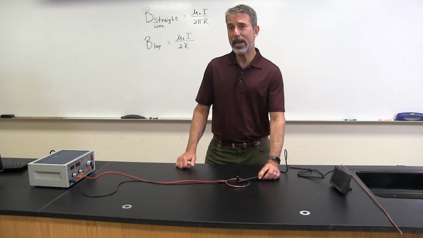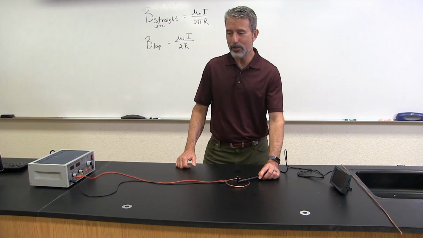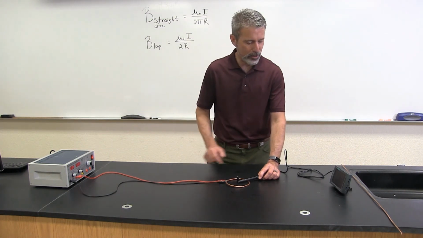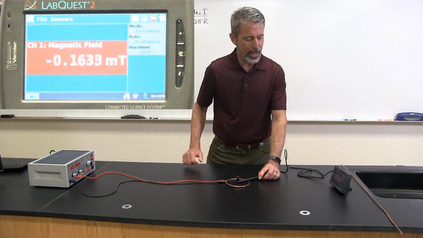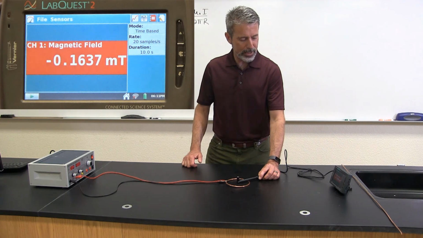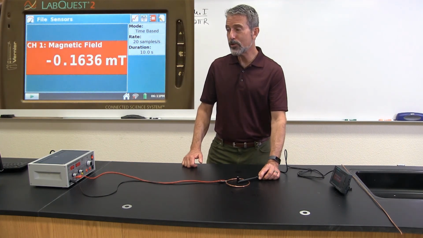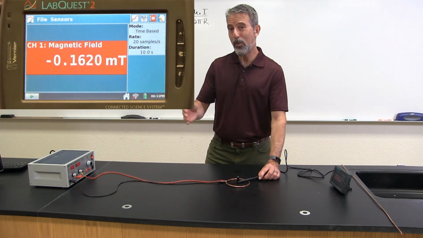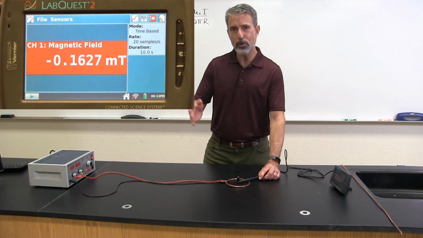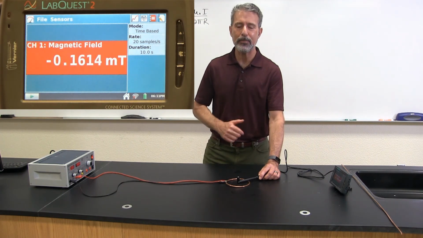Now we're going to measure the magnetic field at the interior of the current carrying loop. So let me turn on the power supply and generate a current here. Okay, and we see that it is about 0.16 millitesla, which when you do your calculation, 0.05 times 3.14 does give you a value of about 0.16 millitesla. So it looks like the theory using the Biot-Savart law works.